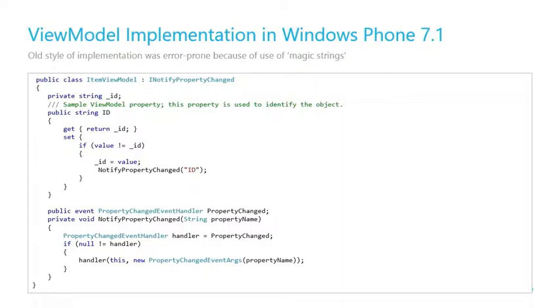Now, there's a nice enhancement in Windows Phone 8. This is the old way of doing it. There's a property called ID, a string, which has a getter that simply returns the value of that property. The setter says, okay, if the value you're setting me to is changed, then we update the backing field, and then we fire this property changed event by calling a private method called NotifyPropertyChanged. The problem is that when we call NotifyPropertyChanged, we have to pass the string value of that property name.